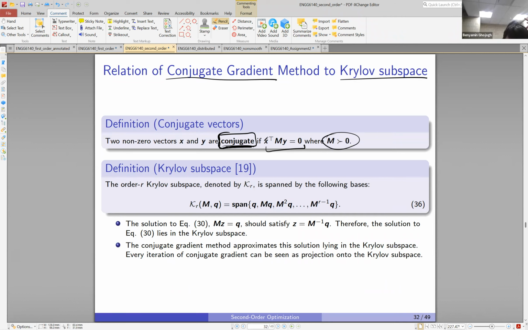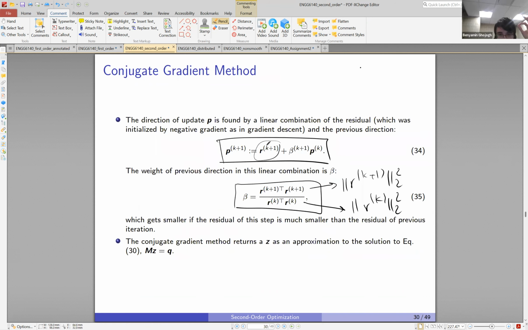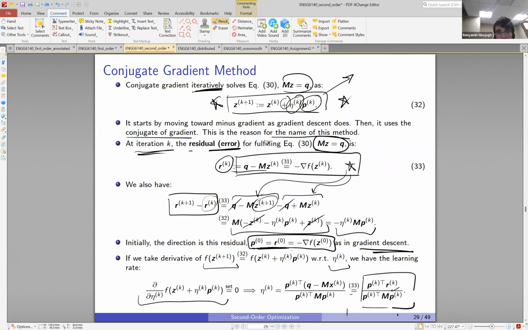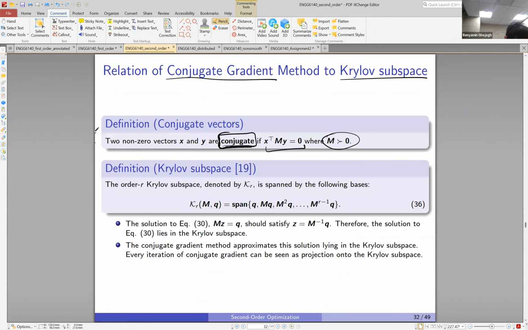If we have this relation x transpose My equals 0, then x and y are conjugate. And that's the reasoning behind the naming of the conjugate gradient method, because here we also mentioned it is using the conjugate of gradient. That's why it's called conjugate gradient method, according to this definition.